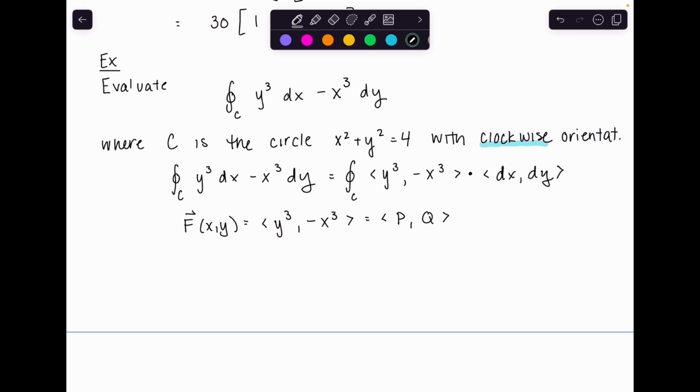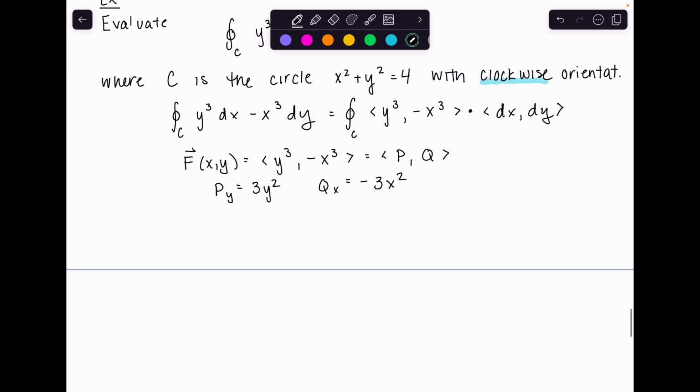I want to see if this is conservative because it's a closed curve anyway. If it's conservative, immediately I know this is equal to 0. And I need to go ahead and find these partials anyway to use Green's theorem. So the derivative of the first component with respect to y is 3y squared. The derivative of the second component with respect to x is negative 3x squared. So unfortunately, not conservative, but that's okay.